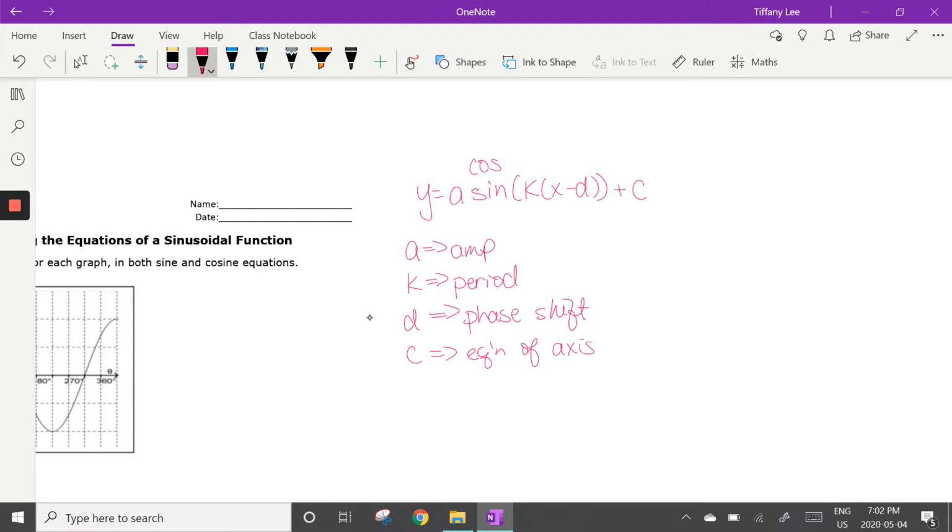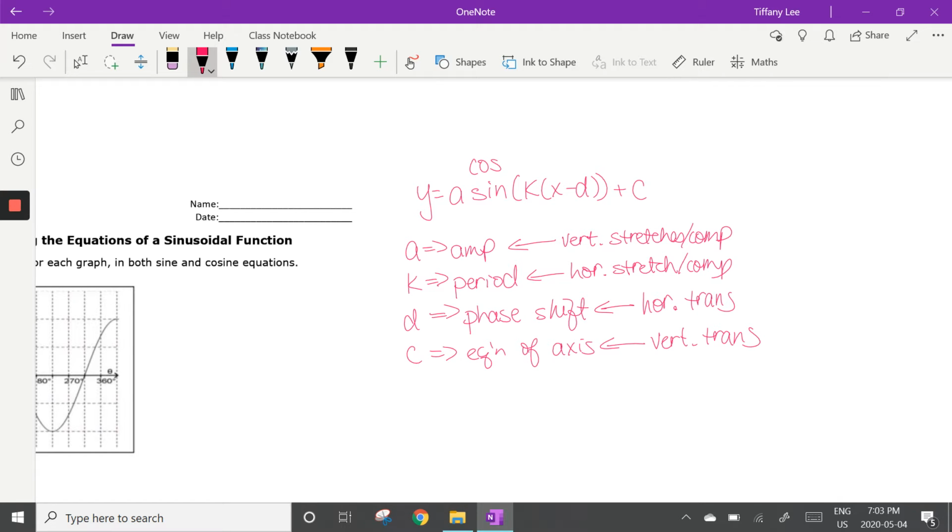So a changes the amplitude, and that involves vertical stretches or compressions. K is our period, so that relates to our horizontal stretches and compressions. Phase shifts, that's if our graph is moving left or right, so that's horizontal translation. And then our equation of the axis, that's when our graph is moving up or down, so vertical translation.